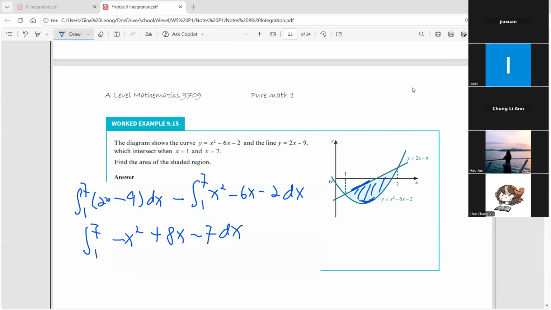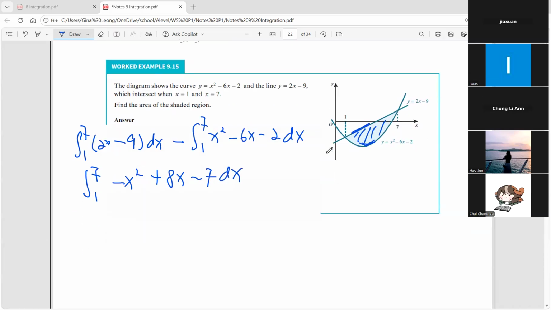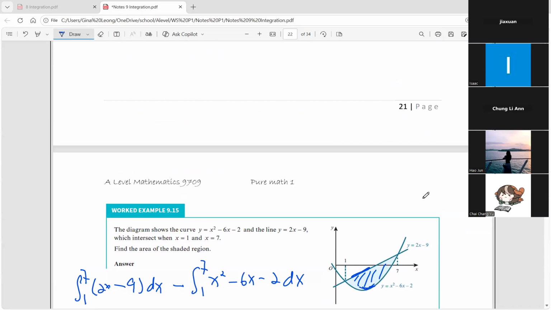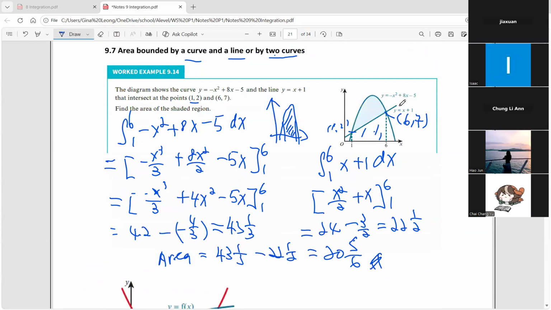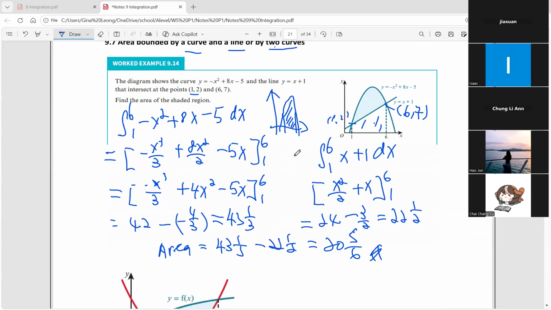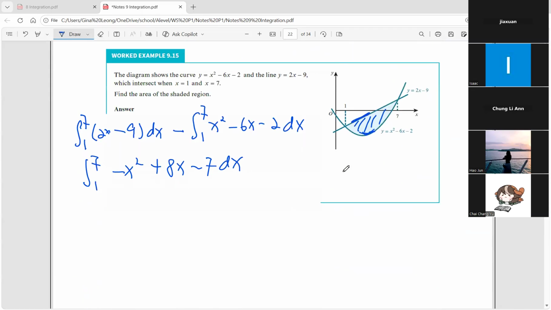When I simplify, I will get faster lah. Otherwise, you can use this method also, like above here. Or you can do it separately and then you minus. Okay, it's up to you lah. Because in the actual exam, the time is very limited. So we need to go very fast. Minus x squared plus 4x minus 7, from 7 to 1.